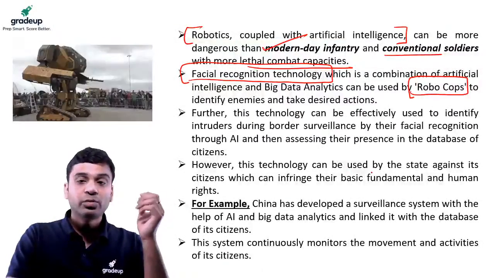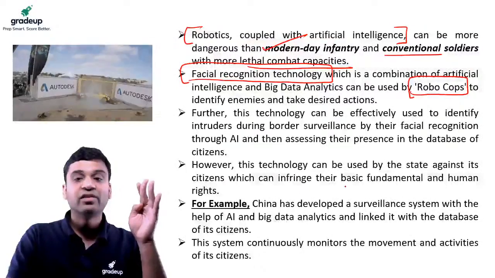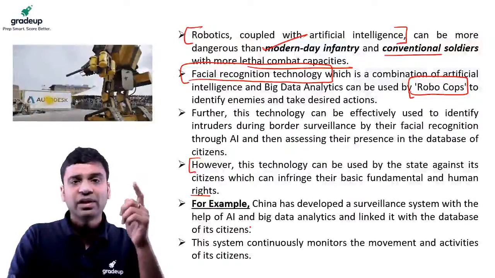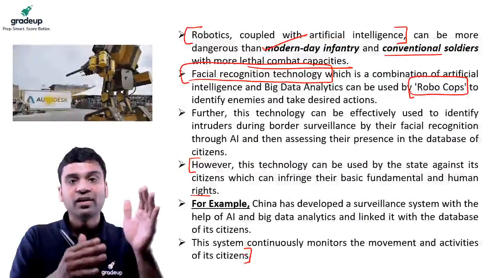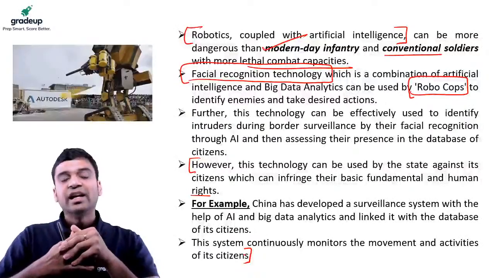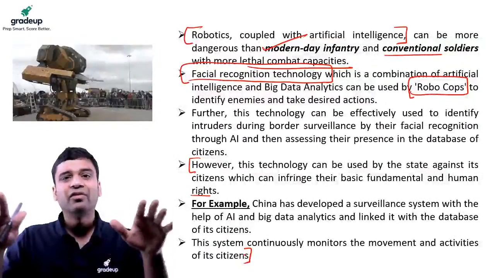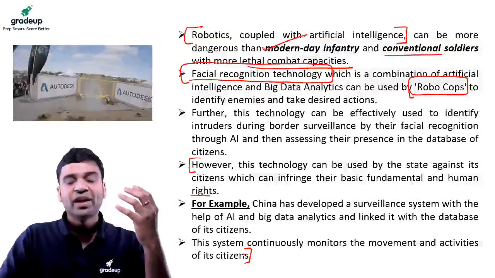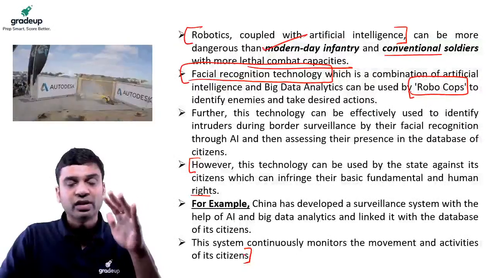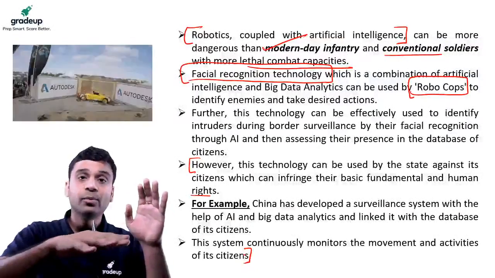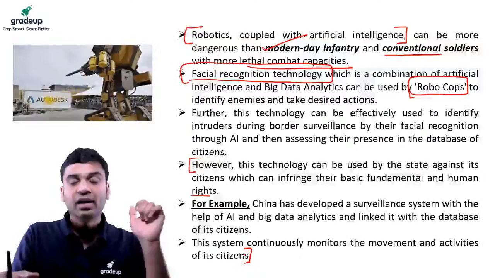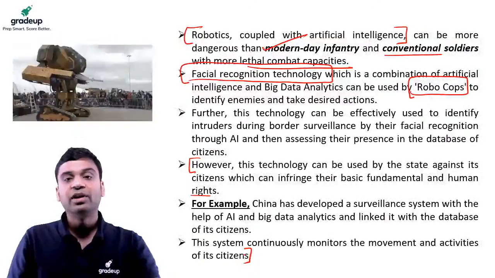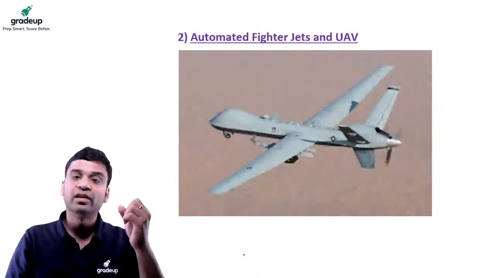And this technology can be used by the state against the citizens, which can infringe their basic fundamental human rights. Of course, this is a negative aspect. ये भी हम देखेंगे. This is a challenge of using robotics in such situations, like China. China, for example, they have an invasive surveillance technology where they continuously monitor by using the robotics technology and by using the various unmanned aerial vehicles. They continuously monitor how citizens are moving. Okay, if they're conducting some illegal activities, and usi se there can be some obstruction to the fundamental rights also. Okay, because of this facial recognition and all.